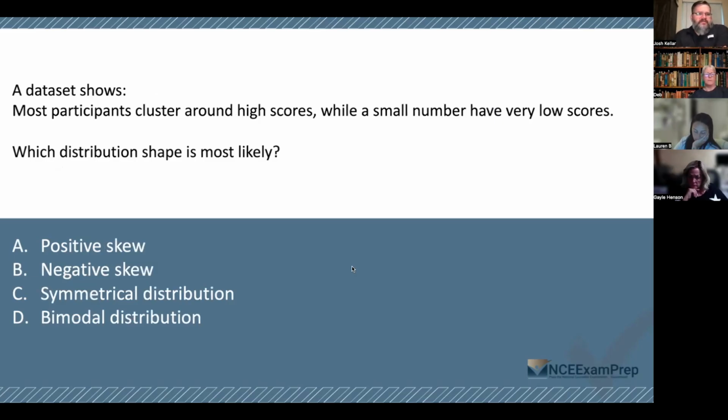The data set shows most participants cluster around high scores, while a small number have very low scores. Which distribution shape is most likely? Positive skew, negative skew, symmetrical distribution, or a bimodal distribution?